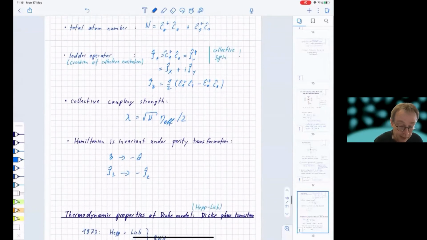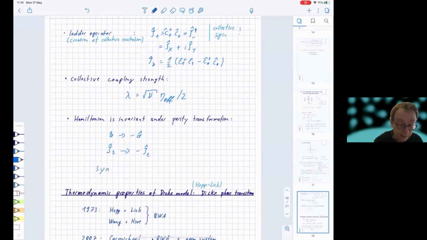Okay, symmetry, and we should write it down. Symmetry spontaneously broken in self-organization, or the Dicke transition.